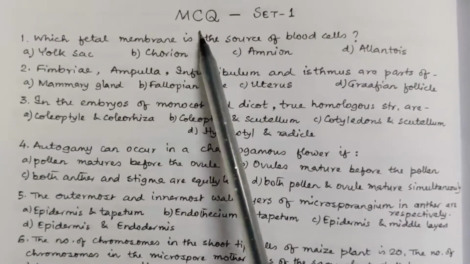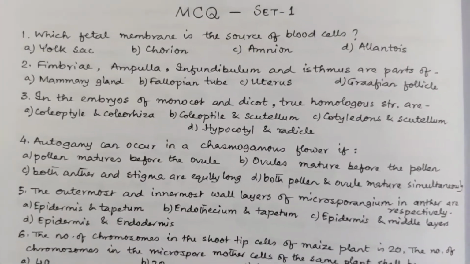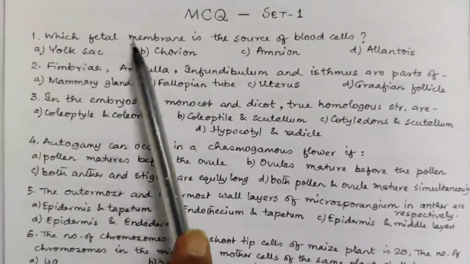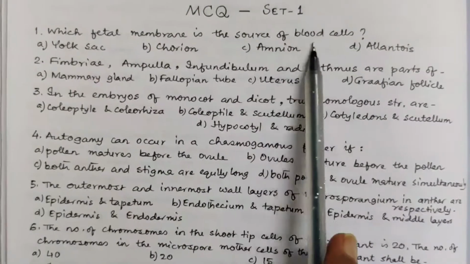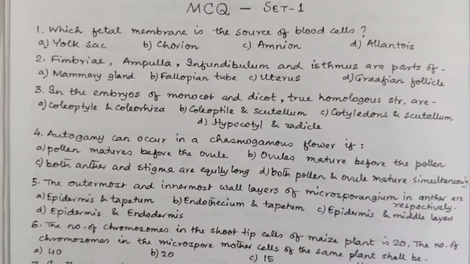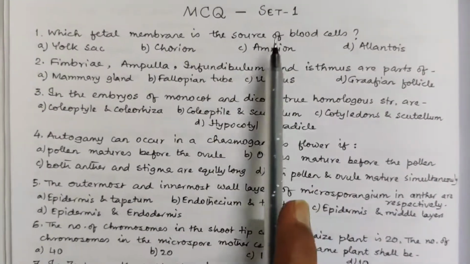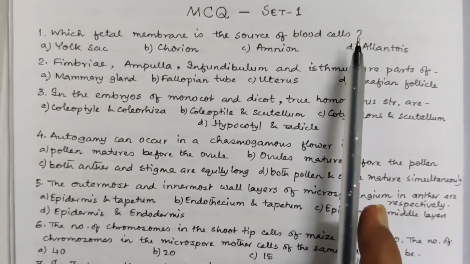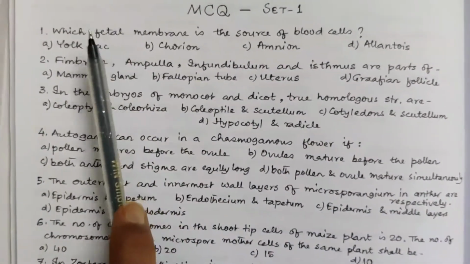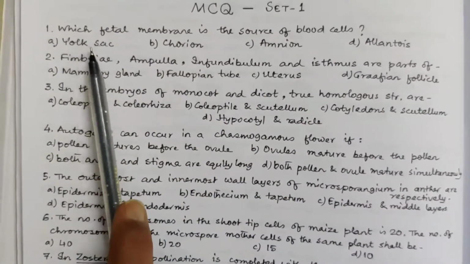This is a set of MCQ for NEET medical entrance exam. We will do it fast. Which fetal membrane is the source of blood cells? So these are all important questions to be organized by NTA. You have to know the importance of this question. Which fetal membrane is the source of blood cells? Yolk sac.